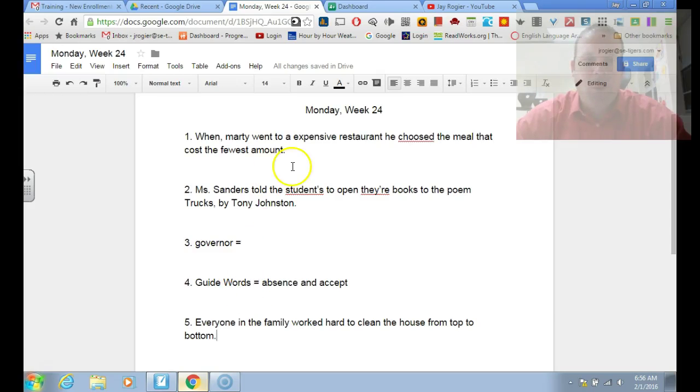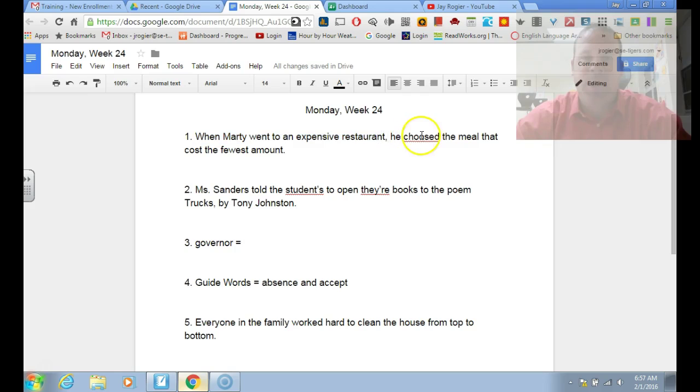Monday, week 24. Number 1. When Marty went to a expensive restaurant, he chose the meal that cost the fewest amount. We can go ahead and get rid of this comma for sure. It is when Marty, with a capital M, when Marty went to an expensive restaurant, not a expensive restaurant, to an expensive restaurant, you should know by now that's a dependent clause, a subordinate clause, and so you have to put a comma after restaurant because your line there is when Marty went to an expensive restaurant.